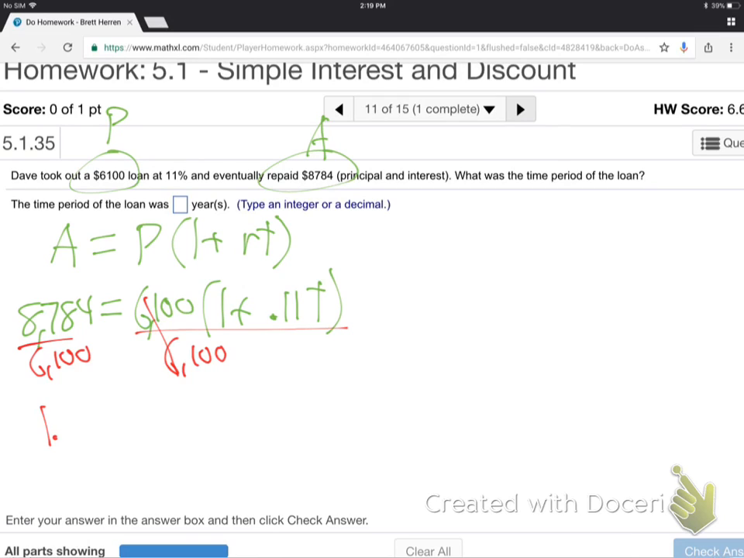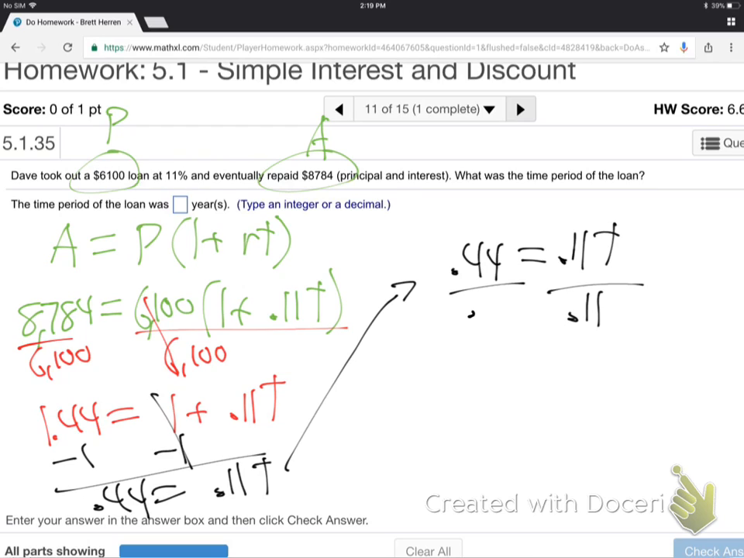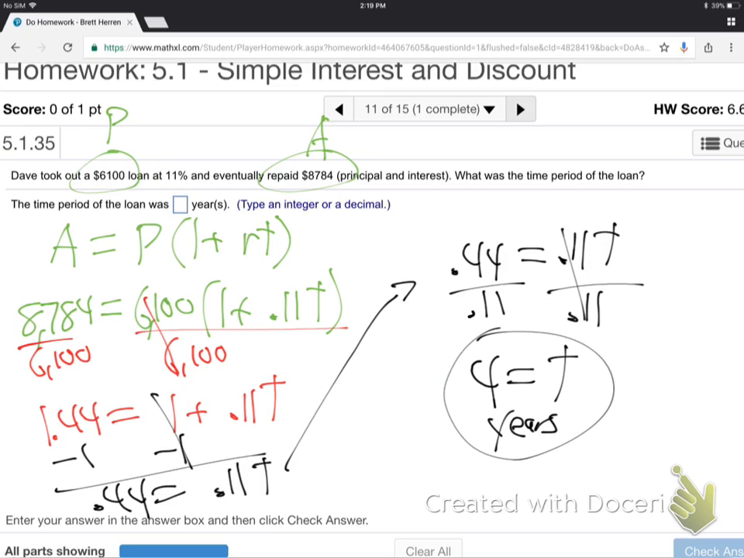I'm getting 1.44 equals 1 plus 0.11T. Subtract the 1. So 0.44 equals 0.11T. Divide by 0.11, that's easy math. T is 4. 4 what? 4 years. Remember, time is in years. It must take 4 years for that 6,100 to become 87.84 at 11%.